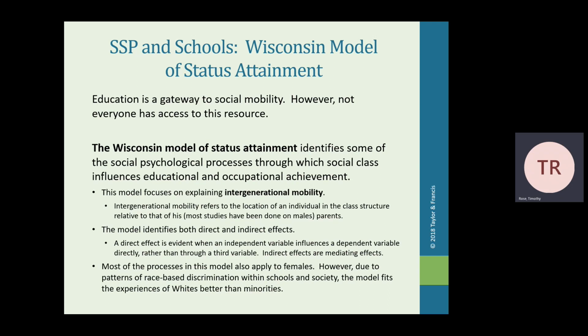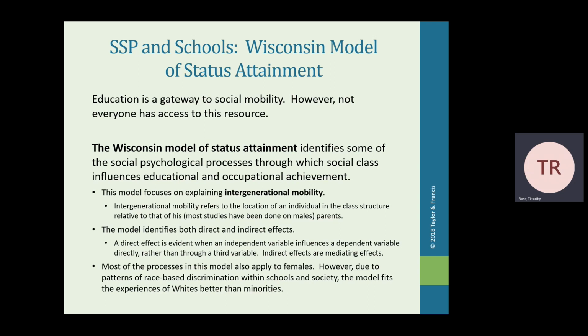So, like I said, continuing on, let's talk about the Wisconsin model of status attainment. The framing for this is that education has often been seen as a gateway to social mobility. By that I mean you find yourself in a different social class compared to the social class that you were born into. And education is often seen as one of the big determinants of your ability to change your class location within the system of stratification that is social class.